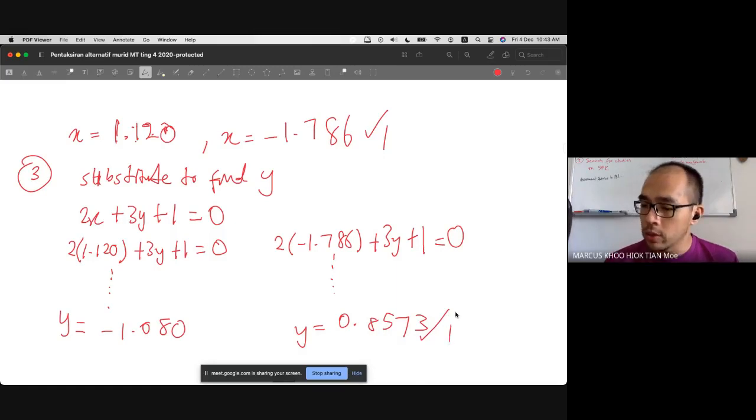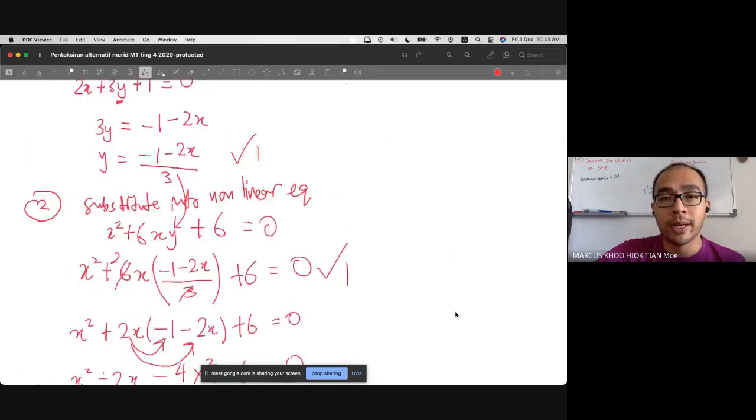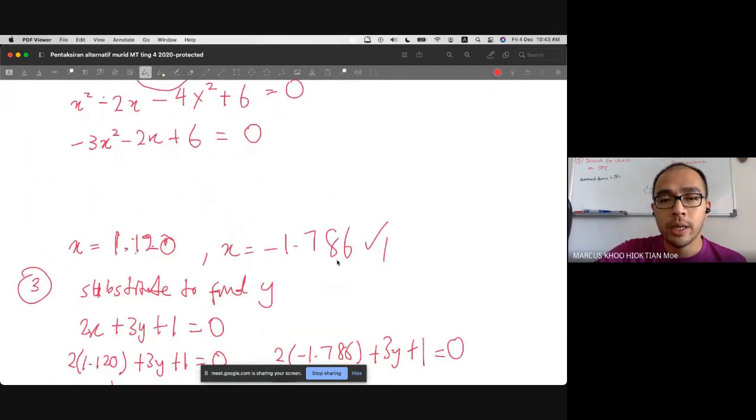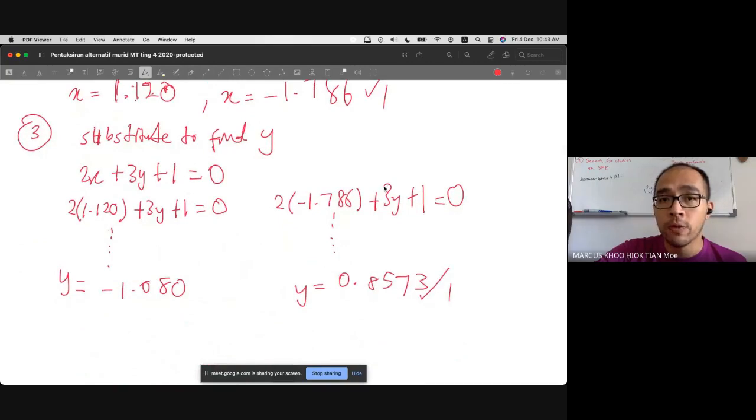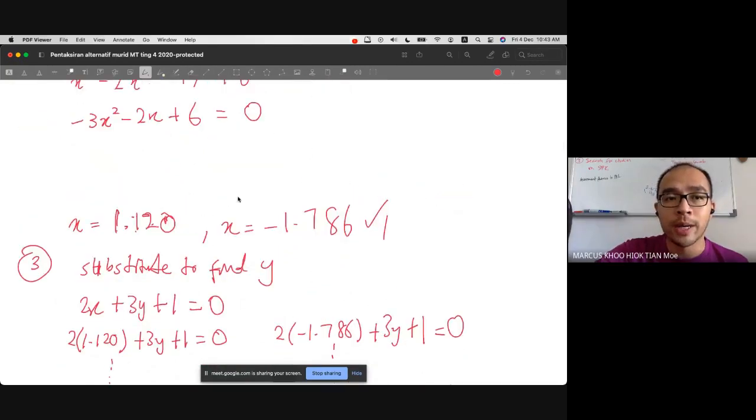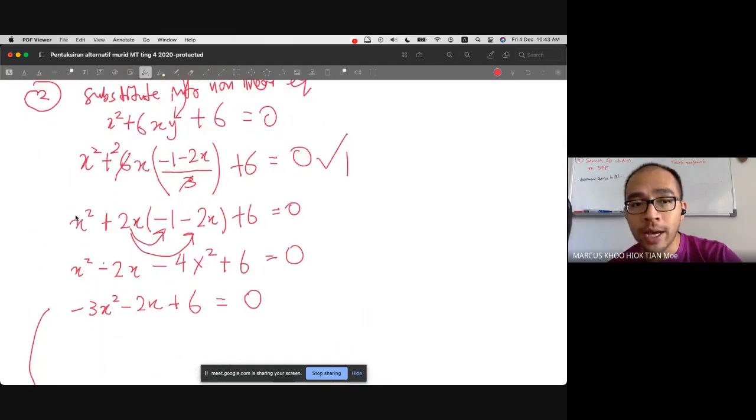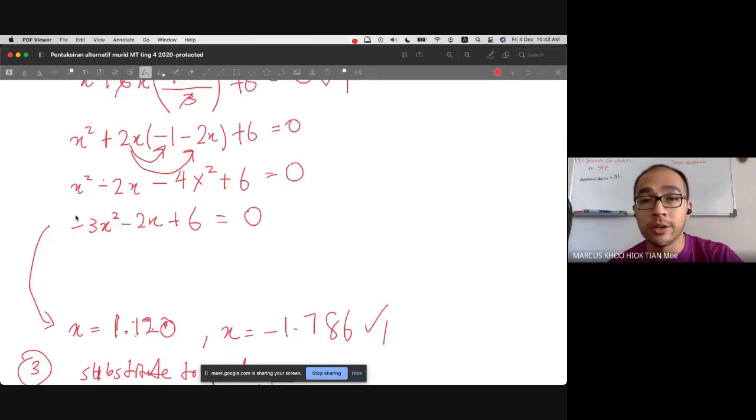But this is a 5 mark question. So look at the marks breakdown so far: 1, 2, 3, and 4. If you do until here, and if you use EQN, you jump straight from here to here, you only qualify for 4 marks. So where does the 5th mark come from? The 5th mark comes from using the formula to find the quadratic equation correctly.